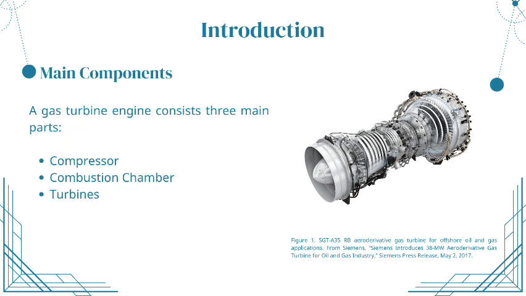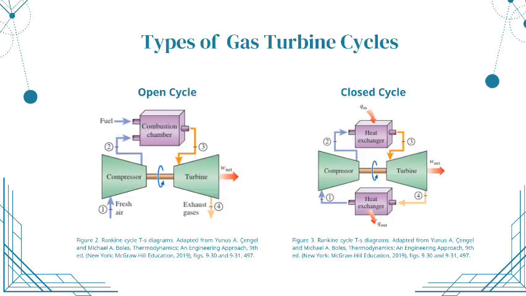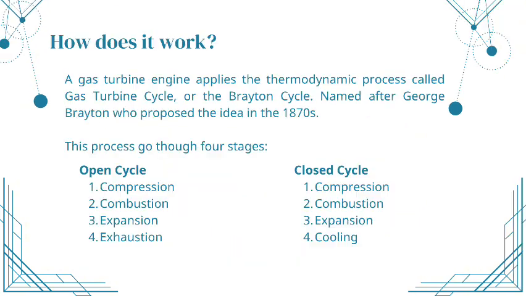So a gas turbine engine consists of three main parts: the compressor, combustion, and the turbines. So here are the two types of gas turbines. So how does a gas turbine engine work?